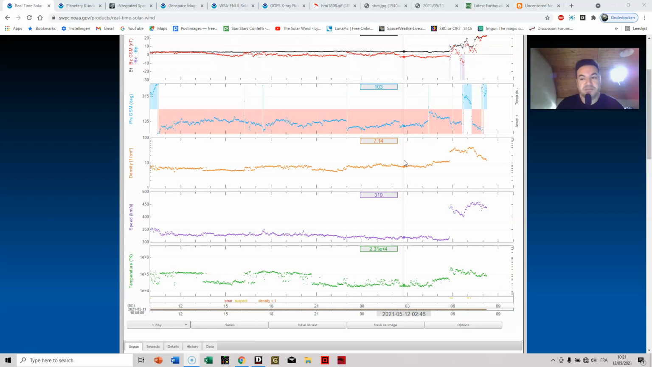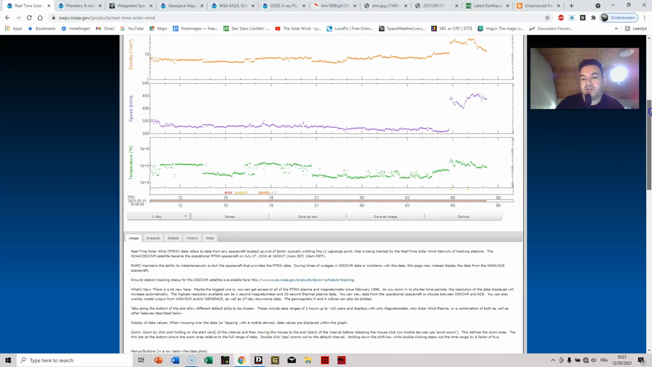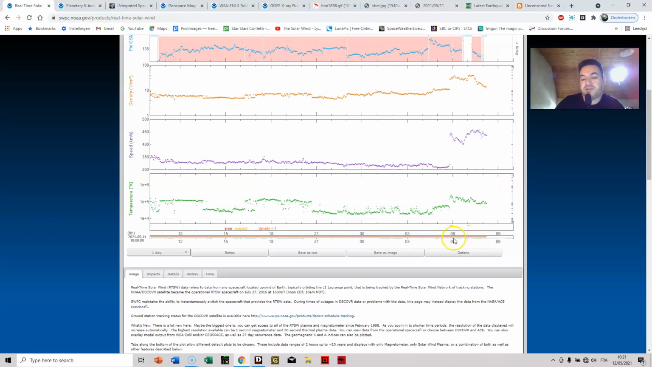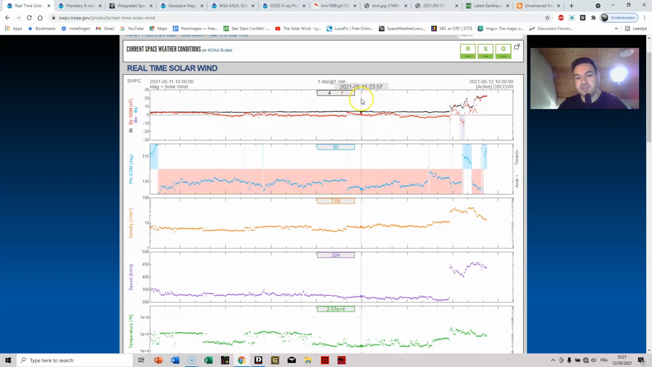Today we are the 12th of the month May, and I'm going to cover the CME impact, which happened early at 6 UTC. Didn't expect it to hit us so early. So you can clearly see the initial impact.